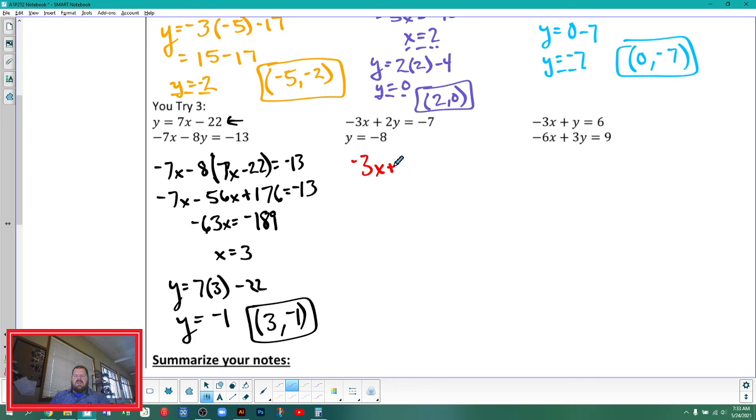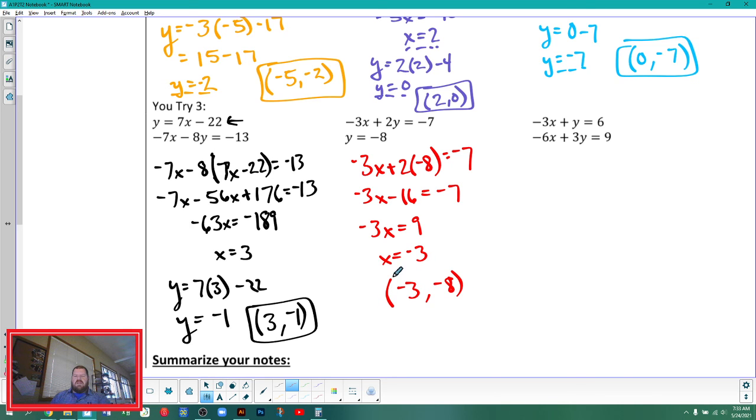Negative 3x plus 2 times negative 8. Not only is this equation solved for a variable, but it's already equal to a number. Negative 3x minus 16 equals negative 7. Add 16 to both sides. That's going to give me positive 9. And so x is going to be negative 3. So I get x is negative 3, and I already knew that y was negative 8.